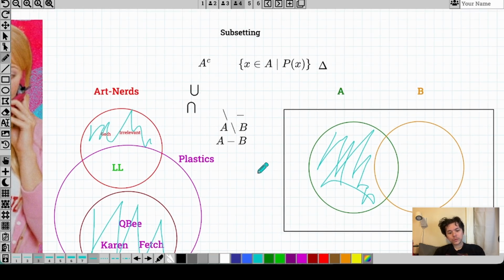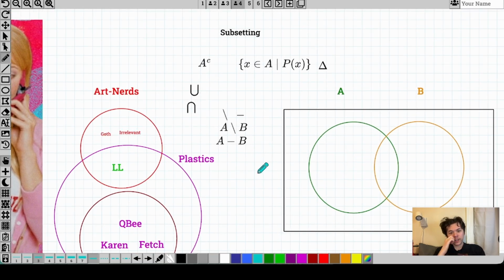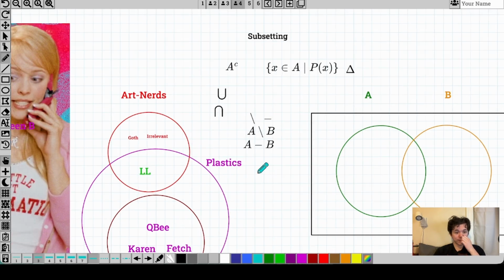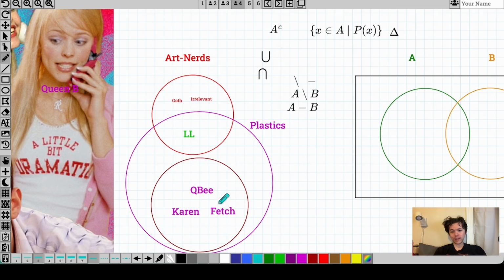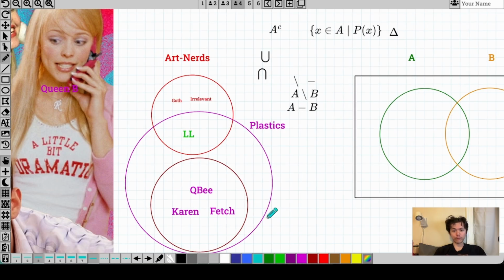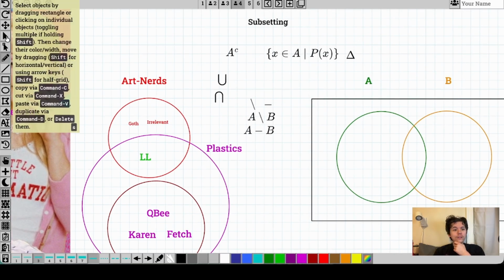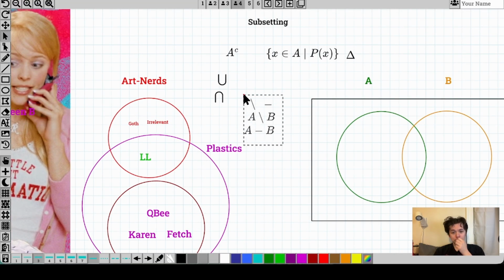And somewhat similar to set minus, the key thing to know about set minus is you don't need B to be a subset of A to do this minus operation. Like when you do the Art Nerds minus the Plastics, you're removing Lindsay Lohan, but you don't have to remove these elements. These elements are already not part of the Art Nerds: Queen Bee, Karen, or Fetch. And so it's not a problem at all.